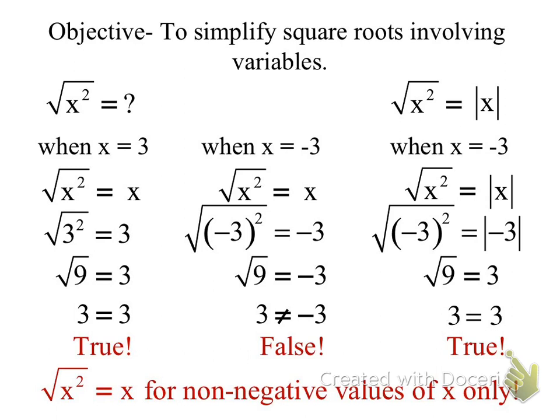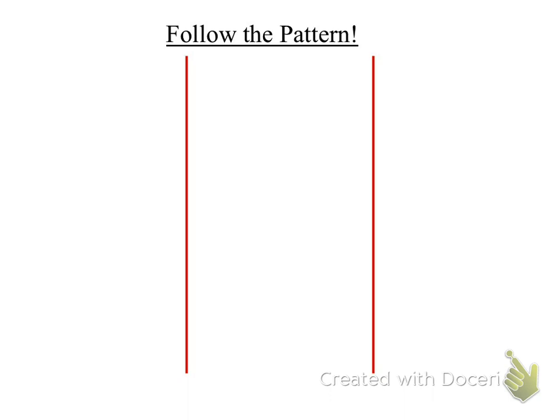Does that make sense? Yes or no? Yes. So let's follow the pattern. Ready? I would write this all down as we're going. So the square root of x squared is equal to, we said, the absolute value of x. That way we account for it if it's a negative number, we can deal with it because of the absolute value.